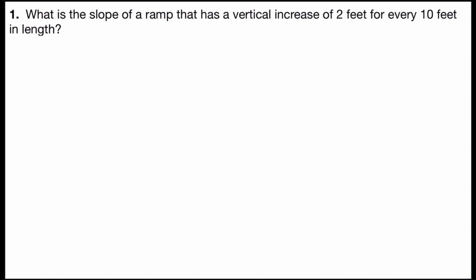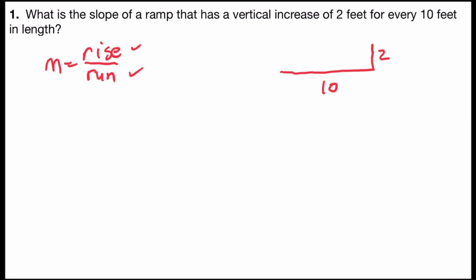So in this problem, we're going to use the definition of slope as rise over run. The letter M is used to represent the slope. The rise is the vertical change, and the run is the horizontal change. We may be able to see that better if we draw a picture. For every 10 feet in length on the ramp, there's a rise of 2 feet.